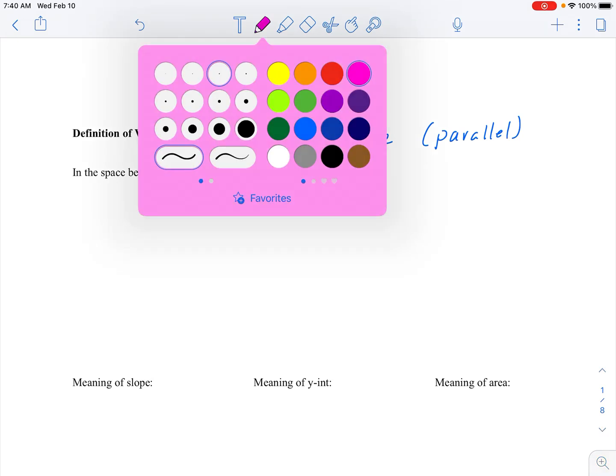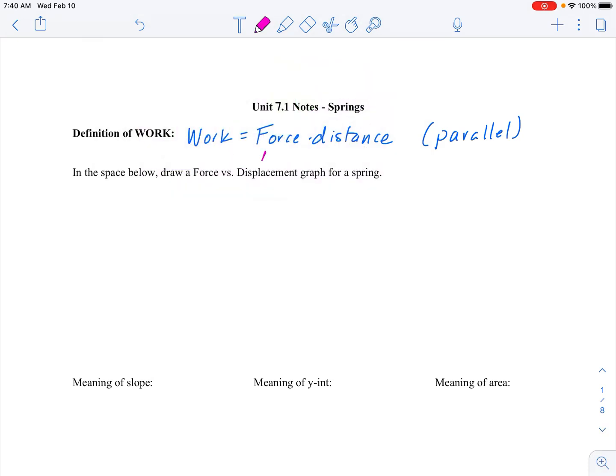Now, when we think about the units for force and distance, force is measured in newtons, and distance is measured in meters. So work is measured in newton meters, newtons times meters. And there's another name for that, and it's the joule, named after a scientist named James Prescott Joule, who lived quite a while ago.